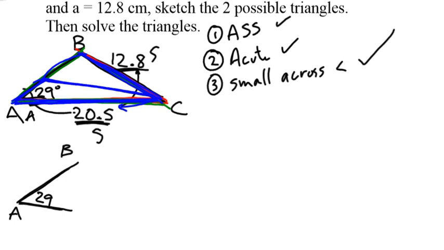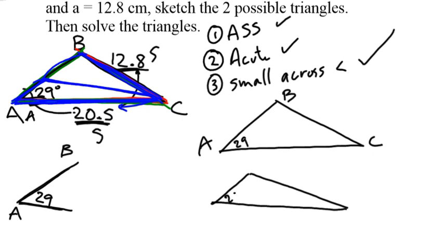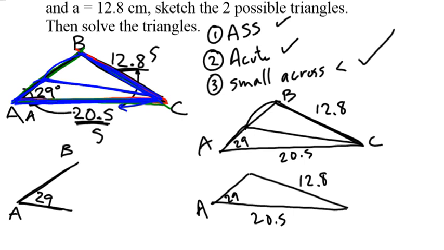And that's what I will end up with. I'm going to end up with those two triangles where I have ABC, and then I have A, but C, B becomes an obtuse. I still have 29 and 29. I still have 20.5 and 20.5. And I still have 12.8 and 12.8. But I took this side and I rotated it down to that position. So there would be my next triangle.